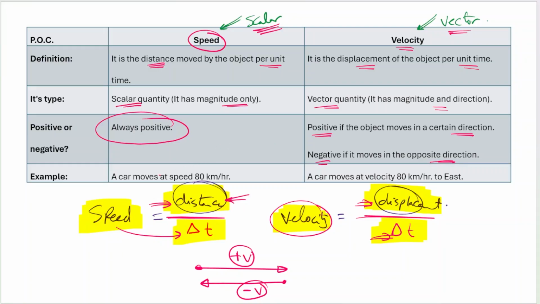Example for speed: a car moves at a speed of 80 km per hour. If you want to convert it into meters per second, you just multiply by 5/18. Example for velocity: a car moves at a velocity of 80 km per hour, but to the east. East is the direction. 80 is the value, kilometer per hour is the unit, value plus unit is the magnitude, and east is the direction. So this is the difference between speed, which is scalar, and velocity, which is a vector.